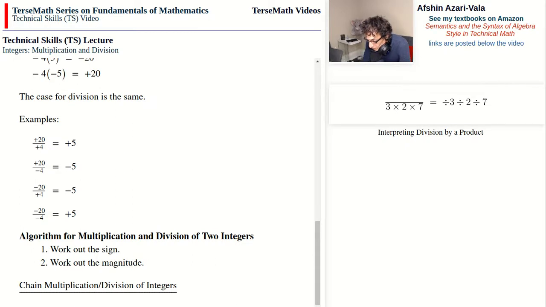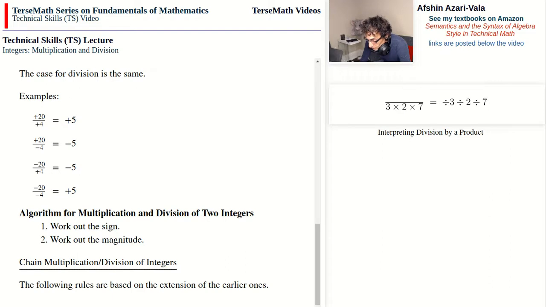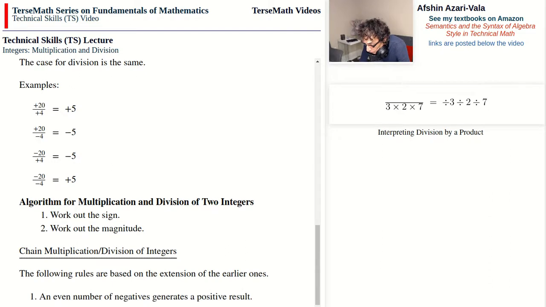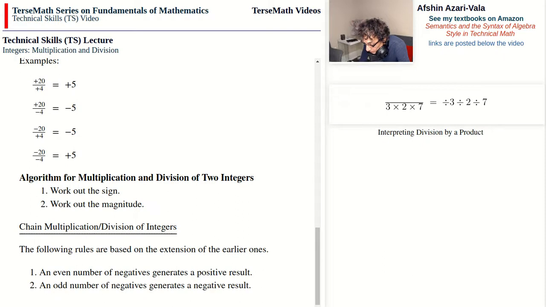Now if you have a chain multiplication division of integers, we can combine the rules that we have above to come up with the following two. An even number of negatives generates a positive result. An odd number of negatives generates a negative result. So for example, if I'm multiplying, let's say, 3 numbers, and there are 2 negative numbers in there, that's an even number of negatives. The answer will be positive.